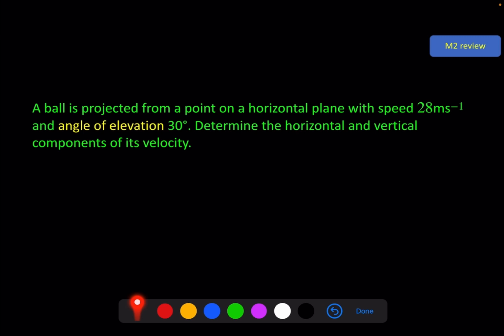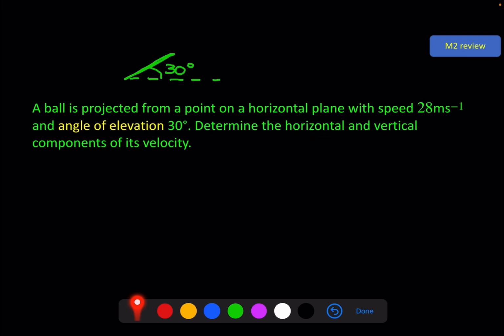A ball is projected from a point on a horizontal plane with speed 28 meters a second and angle of elevation 30 degrees. Now this is a key phrase. Angle of elevation means that it has been elevated or raised above the horizontal. You might need to know that for phrases you see in your exam. A different phrase which means below the horizontal is angle of depression. Not quite as common, but you might see it.